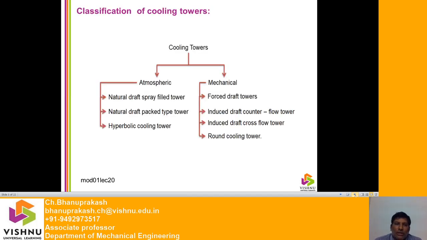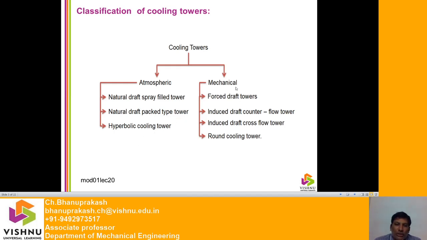Classification of cooling towers. Cooling towers are classified into two: atmospheric cooling towers and mechanical cooling towers. Atmospheric cooling towers are subclassified into three: natural draft spray filled tower, natural draft packed type tower, and hyperbolic cooling tower.